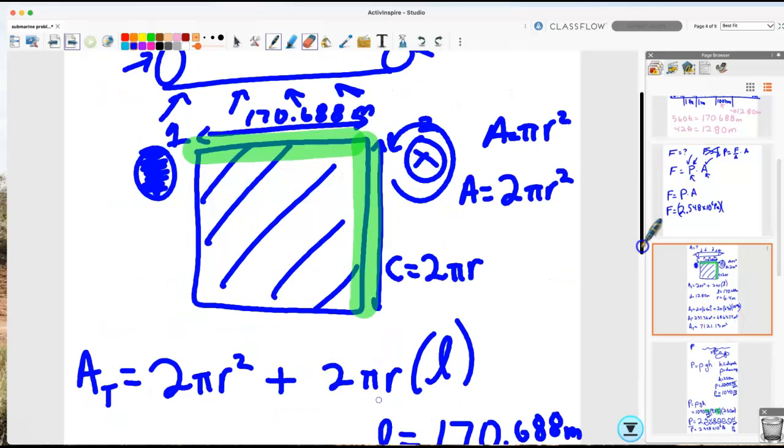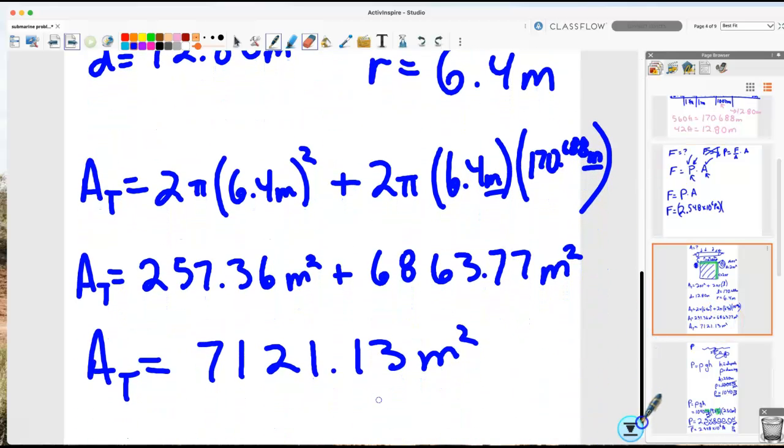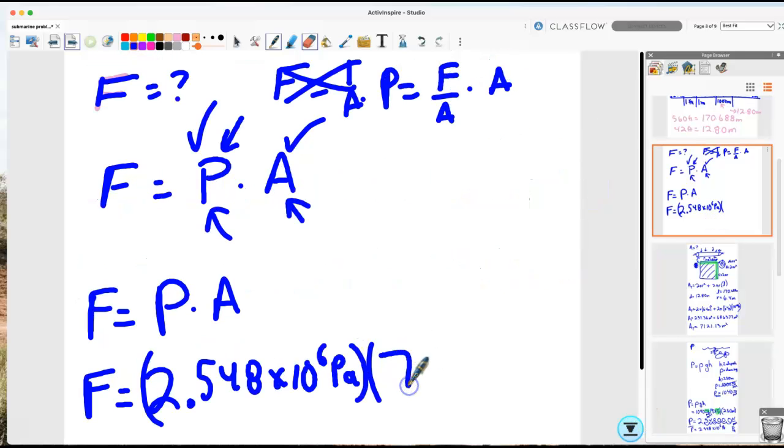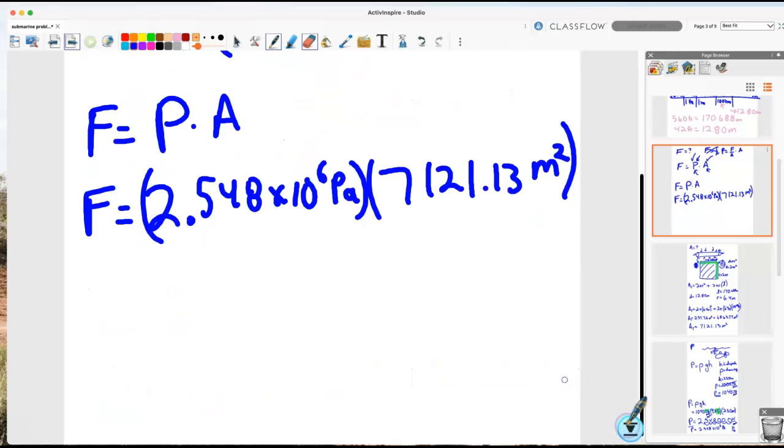Here's our area. 7,121.13 meters squared is our area. There we go. And remember that Pascal is a Newton per meter squared. So we're going to take that and multiply it by meter squared. So let's go ahead and do that. So we multiply our 2.548 times 10 to the 6th times 7,121.13.